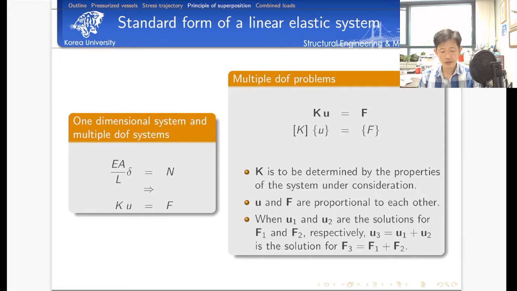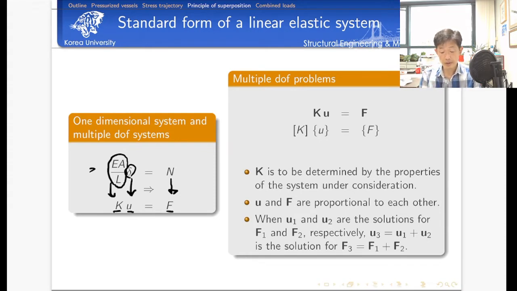Let's consider a one-dimensional system here. The first equation is the elongation of a one-dimensional bar subjected to the internal force N. Then here we can easily find that instead of elongation, we can put the nodal displacement. Instead of internal force, we can consider force F. And then the elastic modulus times the cross-section area divided by the length is equal to the stiffness. Then we can obtain the well-known spring equation: the spring modulus K times the end displacement is equal to the applied force F.